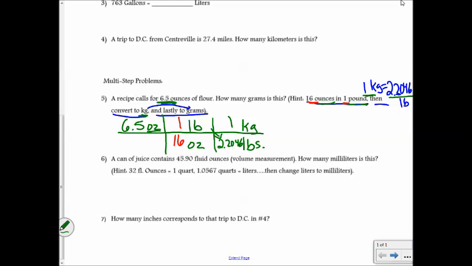Am I to grams yet? No, got to do one more step. This is where it gets lengthy, where there's like 3 steps and 3 conversions in one. I'm going to now take my kilograms, diagonal them down, get rid of them, and go to grams. So now I need to know my King Henry died by drinking chocolate milk.